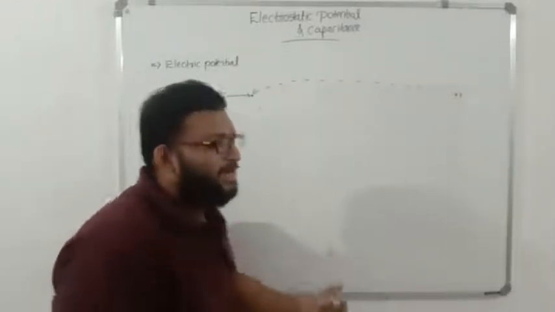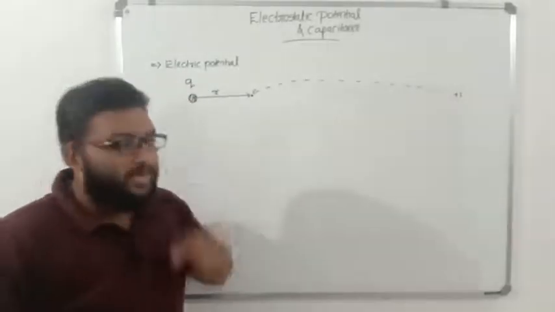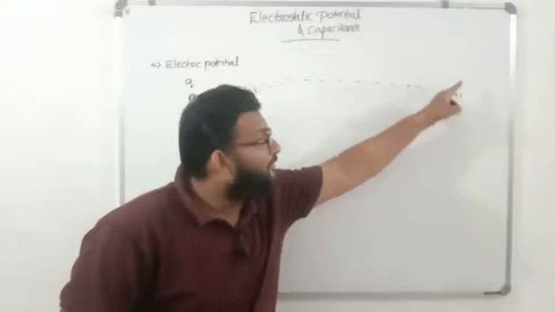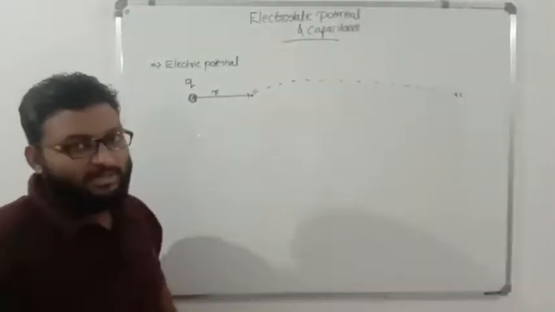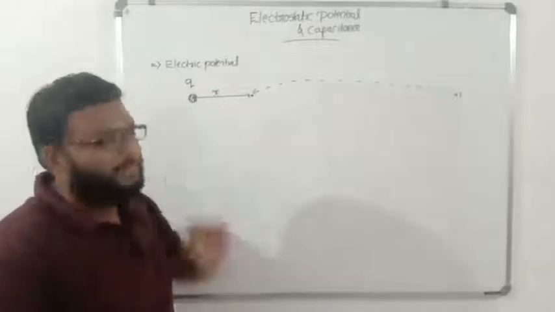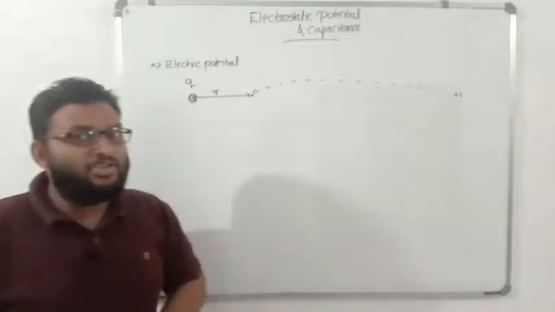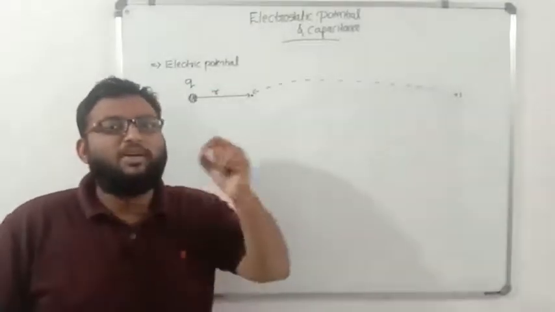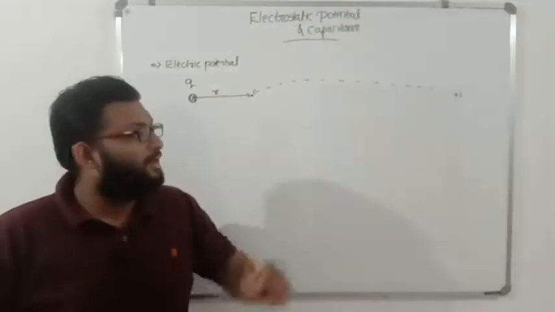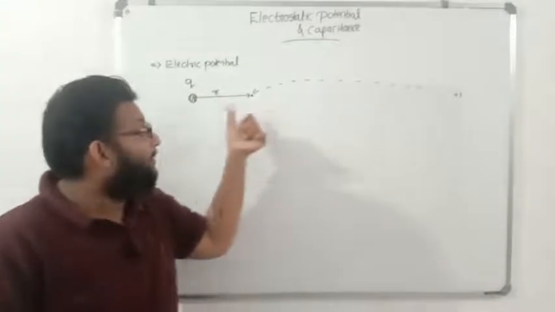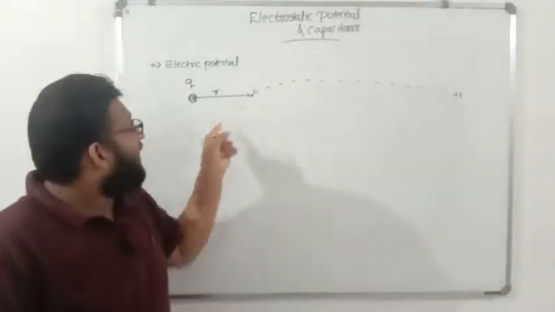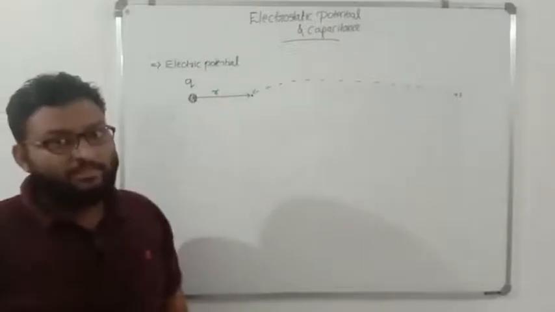Now what is happening? We are doing a work to take the charge of unit positive strength from infinity to this point. That work done is called electric potential. So what is electric potential? Electric potential is the work done by an external force to bring a unit positive charge from infinity to a point. So that point is in the electric field of a source charge.